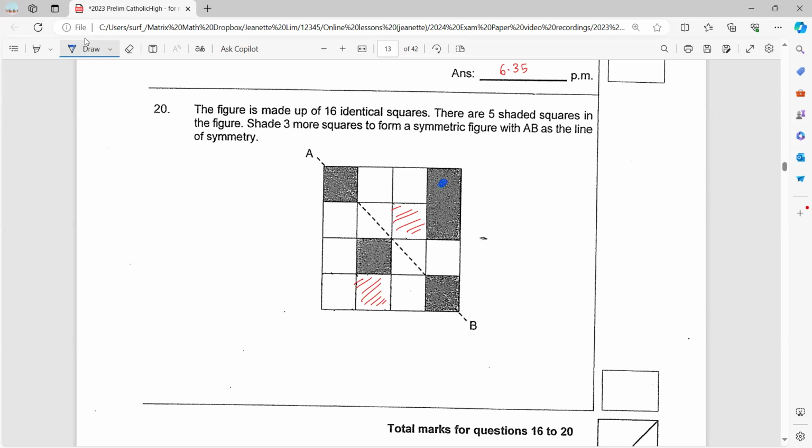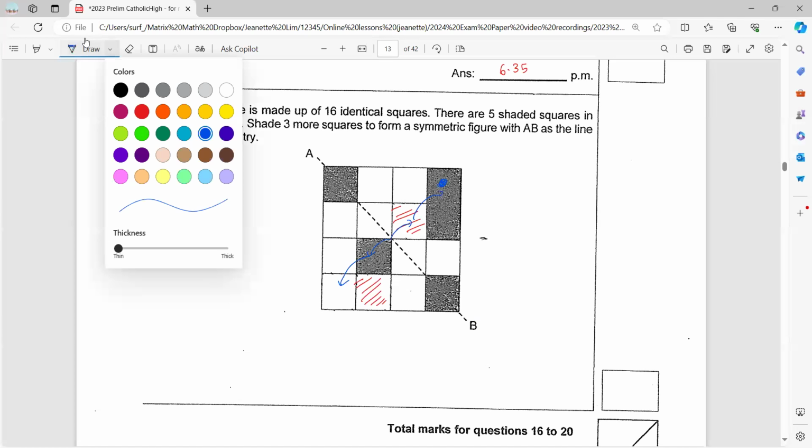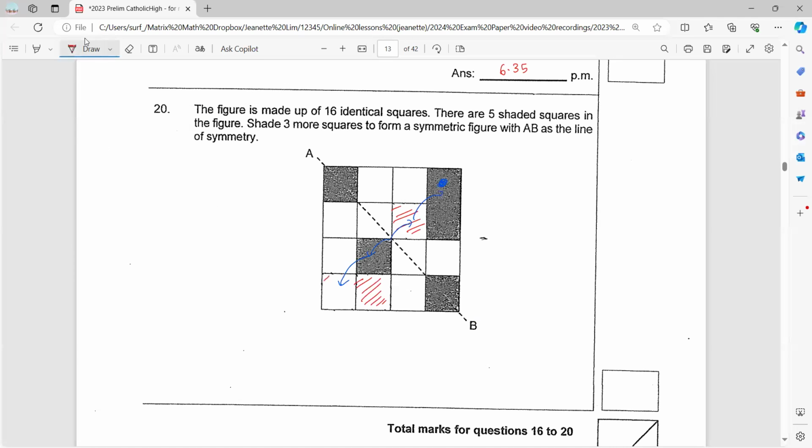Then this one here is, okay, maybe you can count it this way. 1 square, 2 squares. So 1 square, 2 squares. So just shade the one in red. The blue lines are just me showing you. You don't need to draw that.